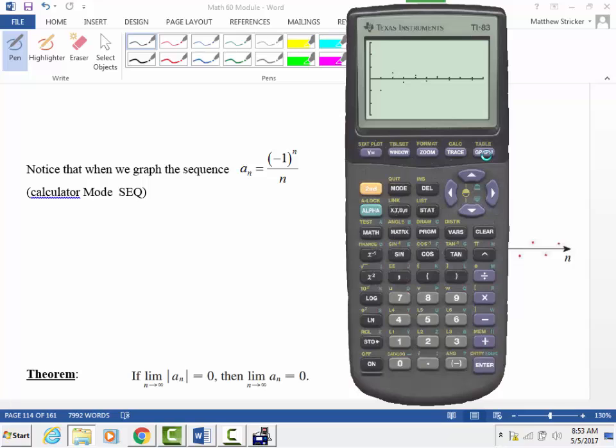And notice what's happening. It goes from here to here to here to here to here to here. And you can even hit the trace button. If you hit the trace button, it'll bounce around on these. So that shows you that the first term is at -1. And you hit the right arrow and it goes to 1/2. And then it goes to -1/3, +1/4, -1/5, +1/6, -1/7, and on and on. You see how that works? Anybody have any questions?